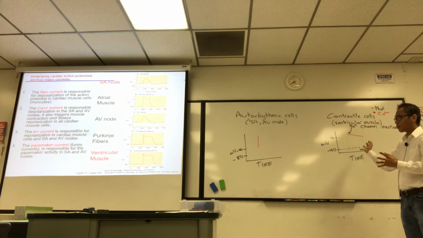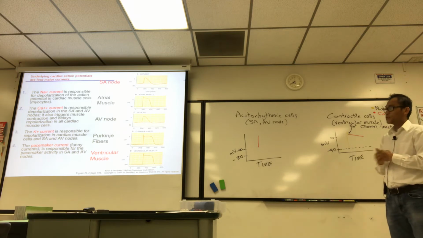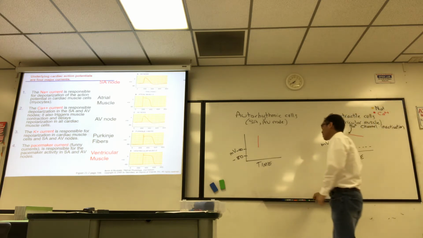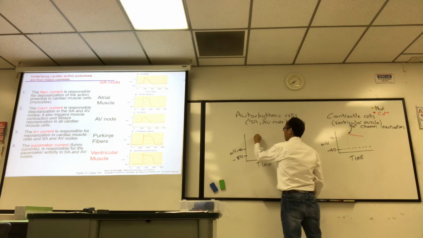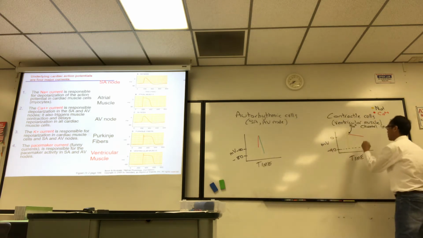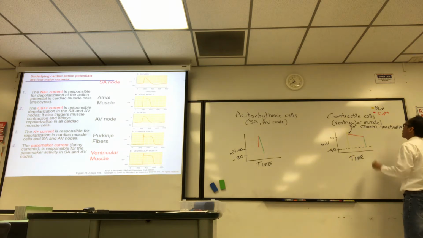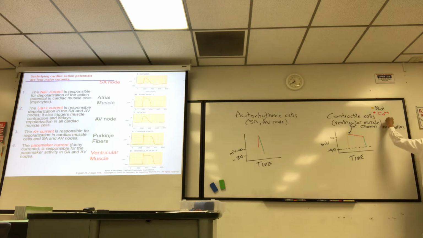So I'm trying to color code because there are differences between these two cells. Now for the third one, the potassium current repolarizes both cells. So to repolarize to a negative potential. So green is for potassium.